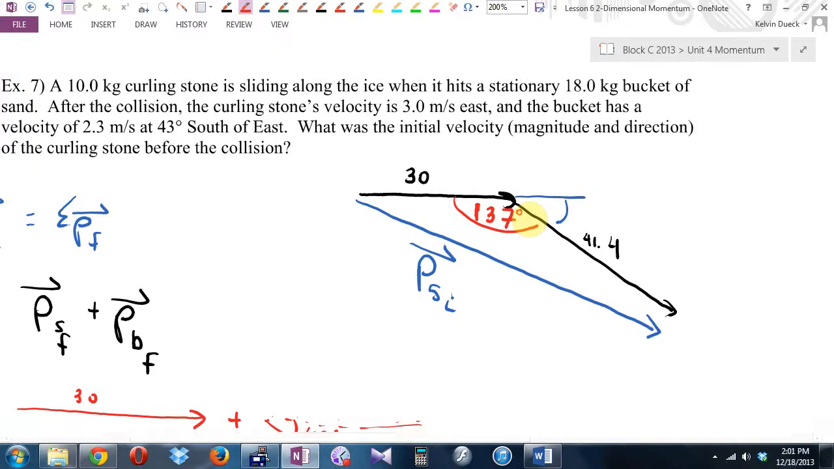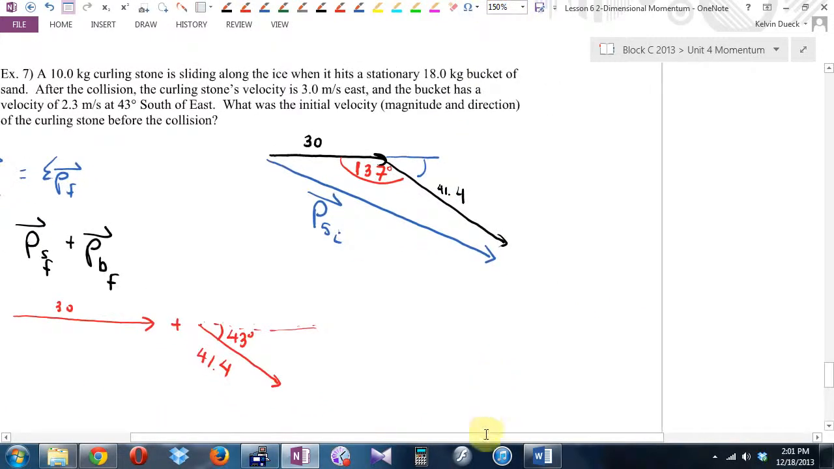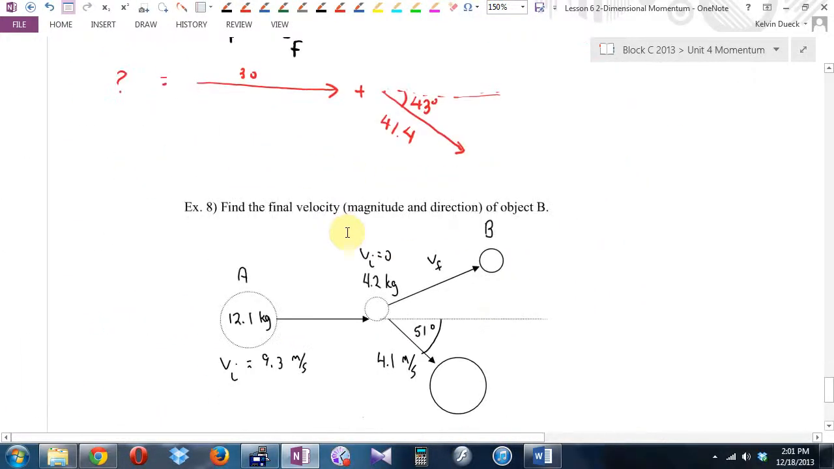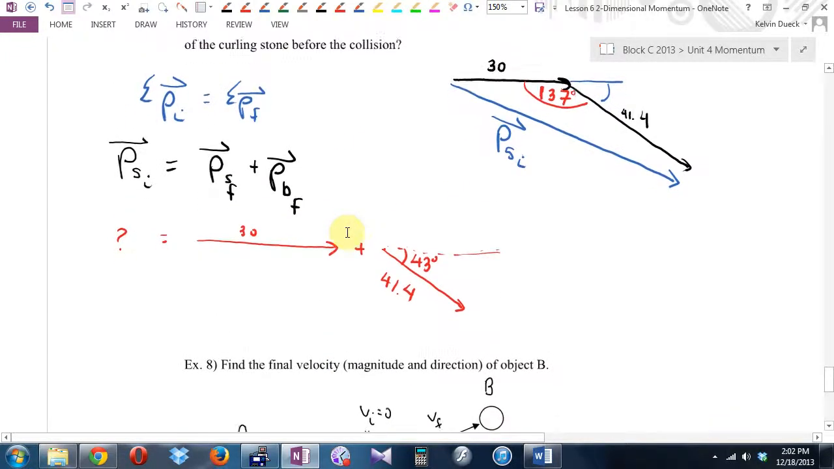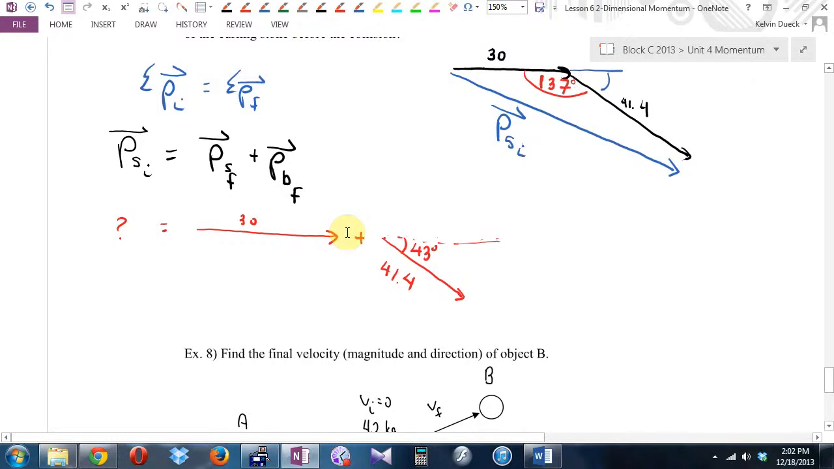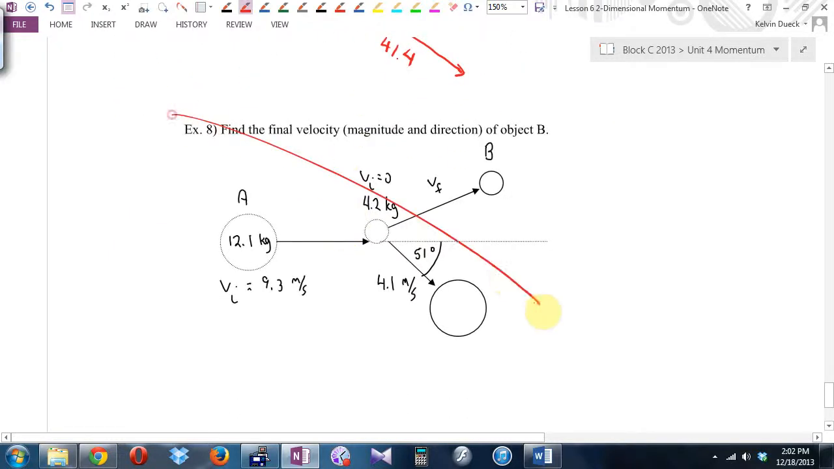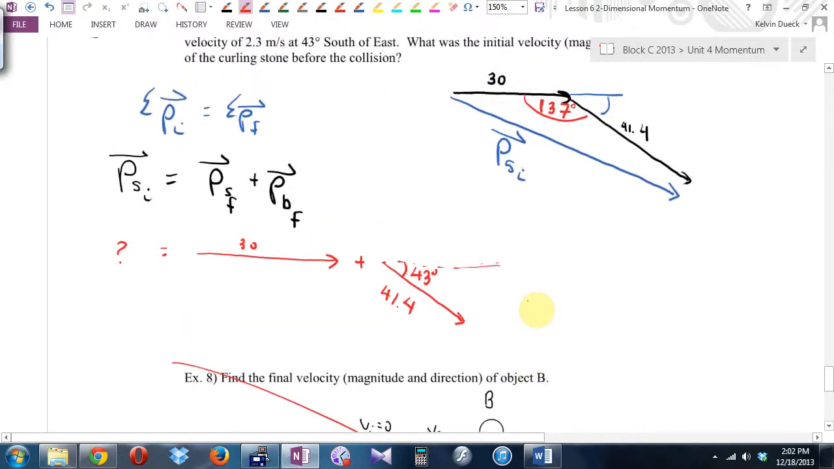SOHCAHTOA? No. Cosine law. How much room do I have here? I really need to retake. Oh, not much. Okay. You know what? I'm going to go yoink because we need the room. And I'll have to retype this lesson with more room.